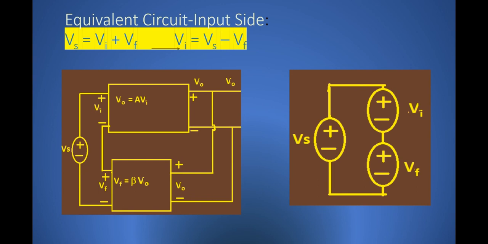So here we can now see clearly that Vf is indeed subtracted from Vs, and Vi is equal to Vs minus Vf. This is what we were trying to achieve, because we want to have negative feedback, that is, the feedback signal should be subtracted from the input.